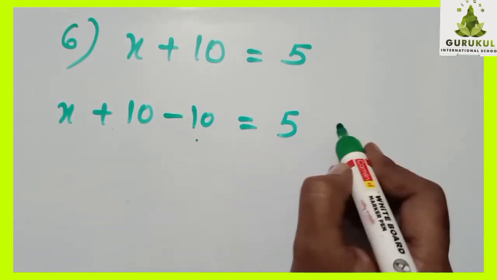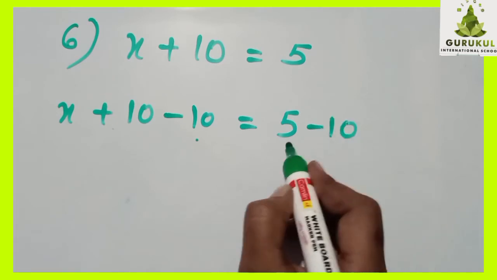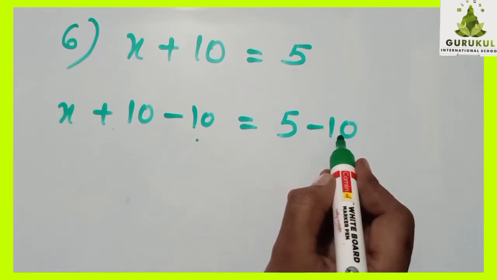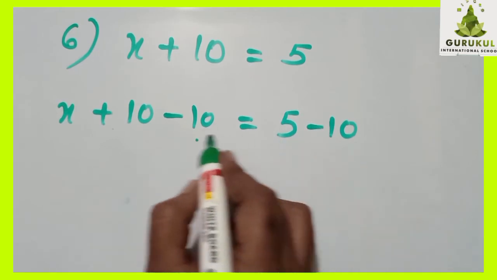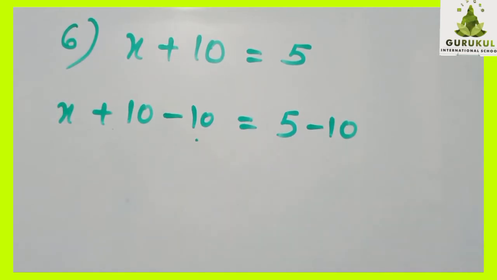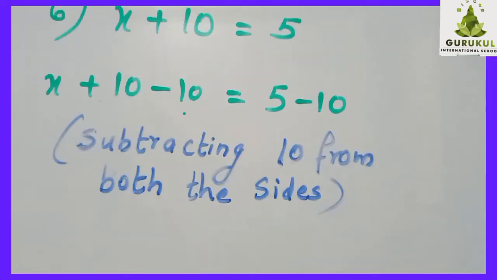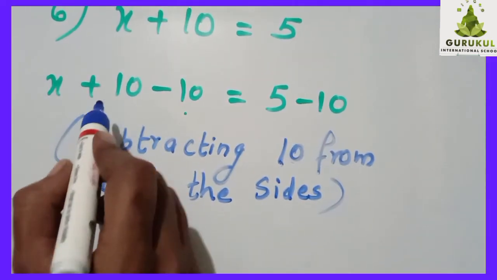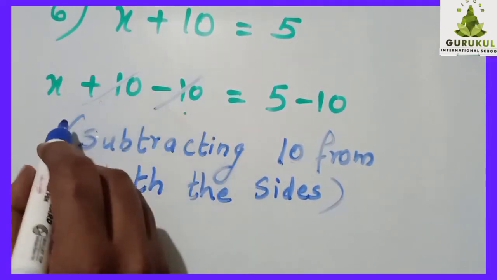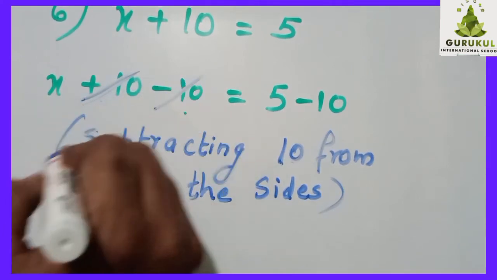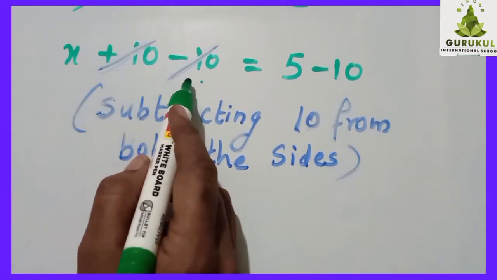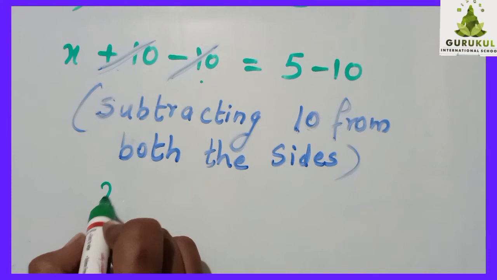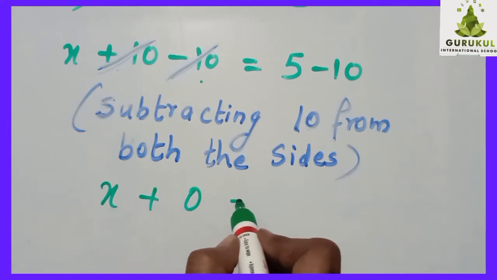I did minus 10 here. Here also you should do the same thing. What I did, subtracting 10 from both the sides. I subtracted 10 from both the sides, LHS also, RHS also. So write that reason there. Now after subtracting, what I did, cancelling. Now plus 10 and minus 10 get cancelled out because they are opposite numbers. So I got here x plus 0. Is it clear? So x plus 0 is equals to.